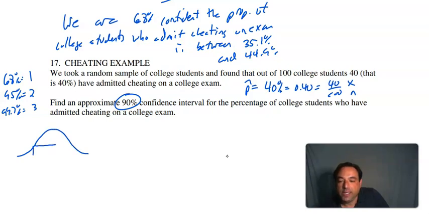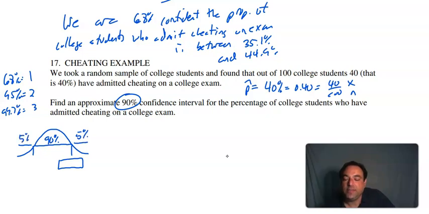So we're going to put 90% in the middle. And what we're looking for is that z-score. That z-score is the z-star. Now, the way to figure that out is if the middle is 90 and the whole thing is 100, that means each side must be 5%.